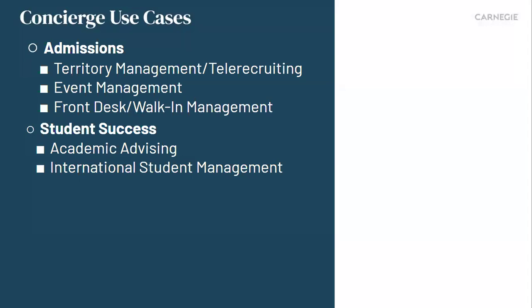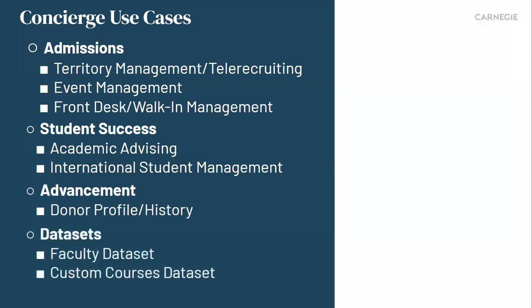International student management, specifically managing international student documentation, I-20s, visa documentation, update their work study information directly from Concierge. Advancement, use Concierge to look up donor profiles with donation history. And of course, datasets. A faculty dataset. Look up a faculty member's contact information, the courses they are teaching. Or a custom courses dataset. Look up information about a course, who's teaching it, class lists, course description, etc.